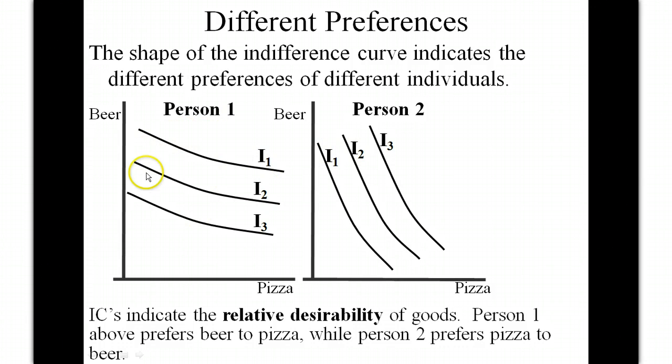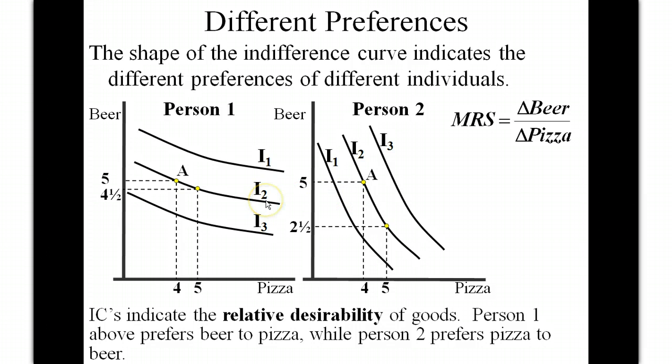All we're saying is that for this person, they prefer beer to pizza, and we're saying for this person, they prefer pizza to beer. And we can then look at the choices they make. What combination of both goods do they want? So again, they want to be on the highest possible indifference curve. So for person 1, they'd prefer to be on I1. And for person 2, they prefer to be on I3. The issue is, how does that tie in with their preferences?